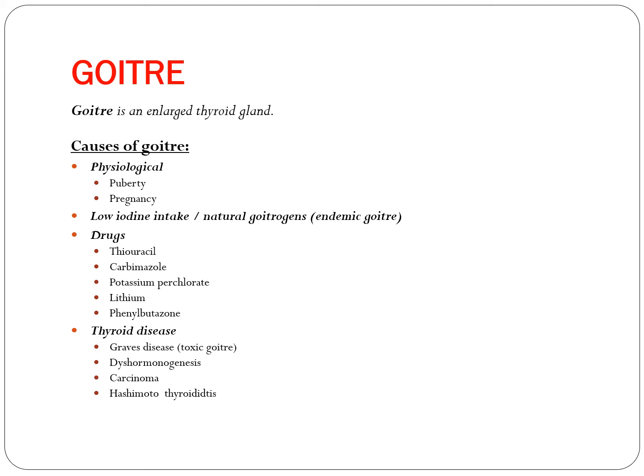Next one is the goiter, which we already know from the cell surgery. Goiter is an enlarged thyroid gland. What are the main causes? There are physiological causes, low iodine, drugs, and thyroid disease. Physiological causes are puberty and pregnancy; low iodine intake gives endemic goiter. The drugs inducing goiter include thyroglobulin, cortisol, potassium perchlorate, lithium, phenylbutazone, and thyroid diseases like Graves' disease, carcinoma, Hashimoto thyroiditis, and dyshormonogenesis.